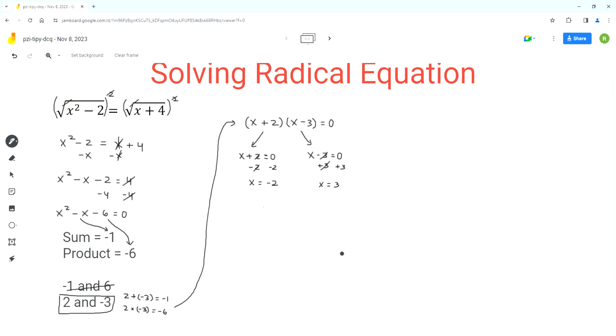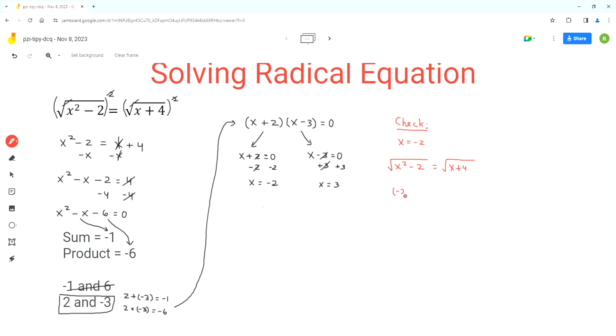Now we can check if these two solutions are valid solutions. So we do the check by subbing in these x values one by one in the given equation and checking if the left side becomes equal to the right side. So let's start with x equals -2. So the given equation is x squared minus 2 equals square root of x plus 4. So we sub in x as -2 in this equation.